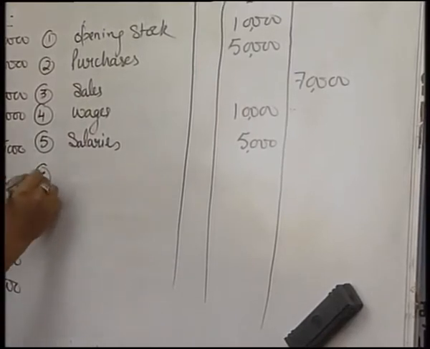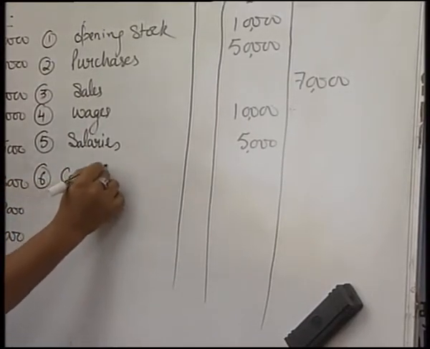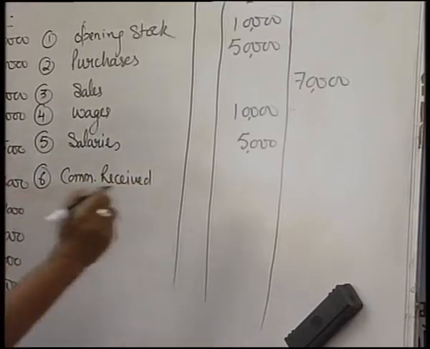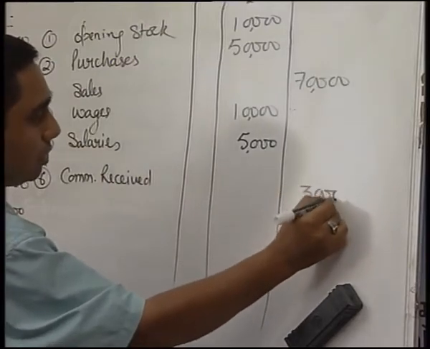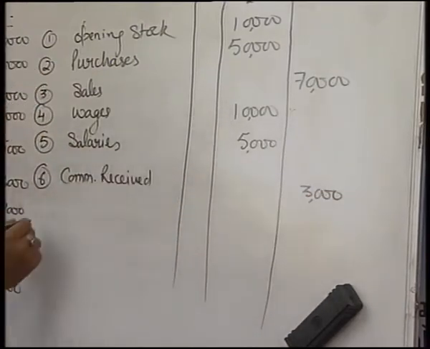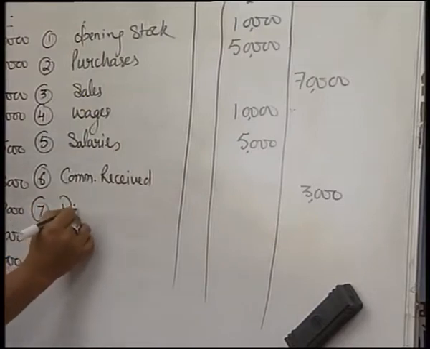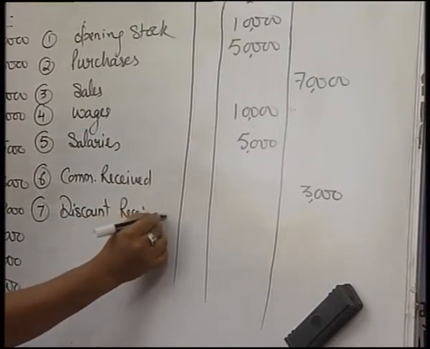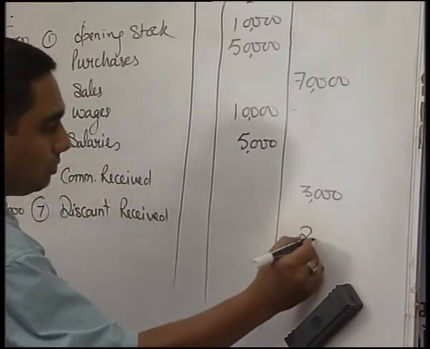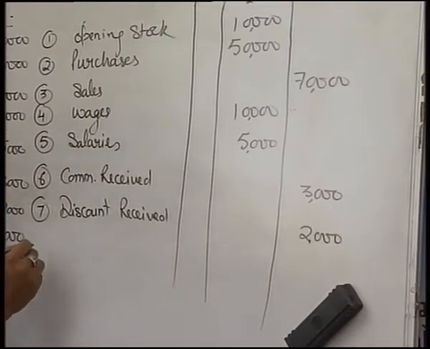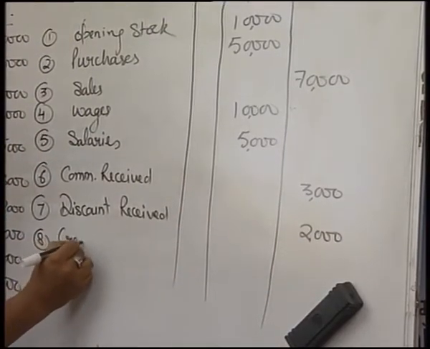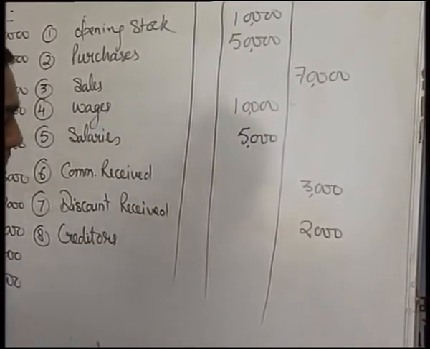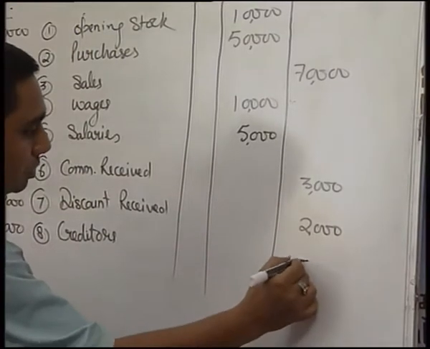Then the sixth item we are having commission received. As it is received, your income, so incomes are always going to be credited. We are going to show it on a credit side. Then there is a discount received. Again, as you are going to receive it, it is your income, show it on the credit side. Then we are having creditors. As the name suggests, creditor, it is going to be shown on the credit side.